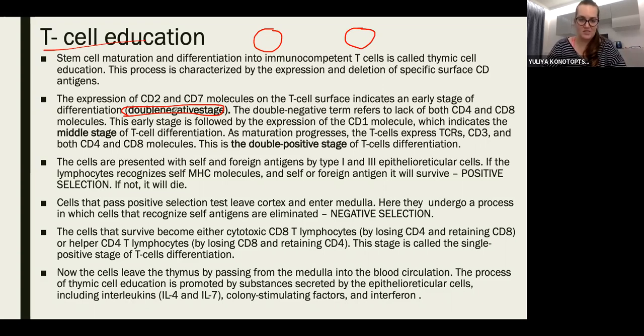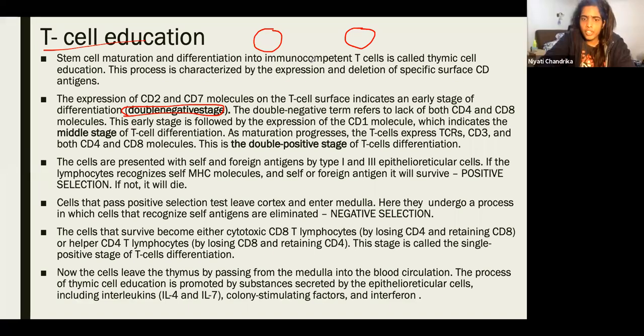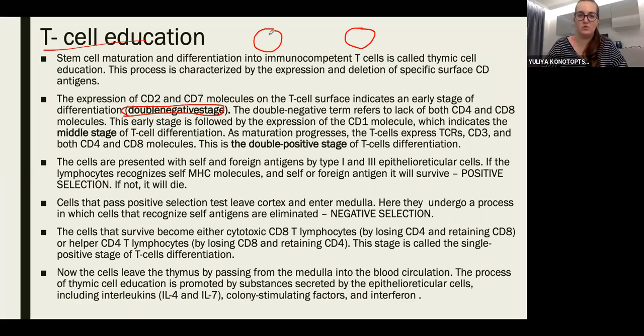during the double negative stage as a developing T lymphocyte, you gain general CDs. Can you tell me what are the general CDs? 2, 3, 5, 7. Very good. So I know I wrote here 2 and 7, 3 and 5 as well. So this is a developing T lymphocyte on its surface during double negative stage. You will see CD2, 3, 5, and 7. The same is here, CD2, 3, 5, and 7. Why do we call it double negative stage?